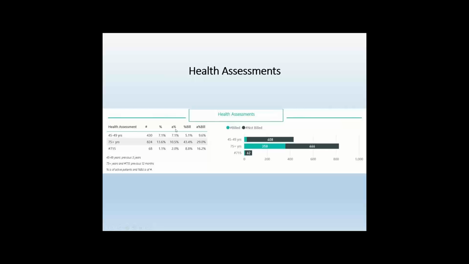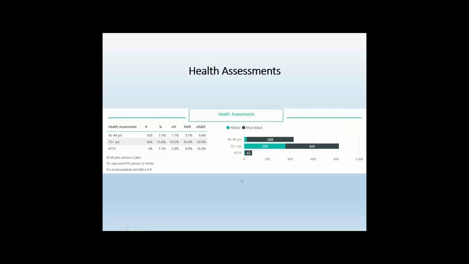And of those 430 45 to 49-year-olds, 5.1% of them were billed for the relevant health assessment in the last 3 years, compared to the area average of 9.6%. So with the 75 and over health assessments and the 715s, we're looking at whether or not they had the health assessment in the last 12 months.